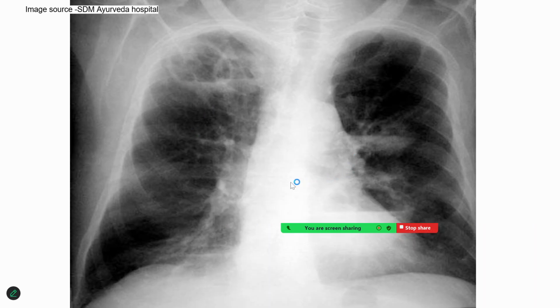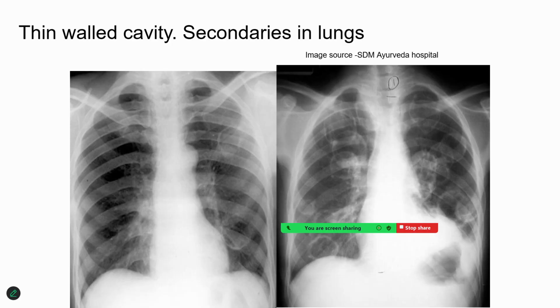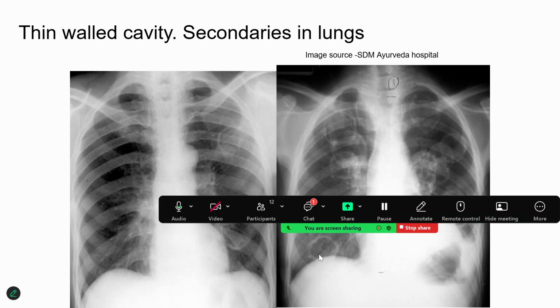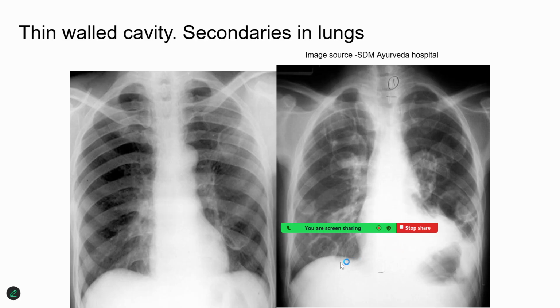Usually, multiple cavities are more frequently seen in tubercular disease than in other lesions. But of course, pulmonary secondaries may present with multiple cavities. Thin-walled cavities are characteristic of multiple secondaries. Now, these are two X-rays of the same patient taken at a gap of 3 months. The first X-ray had shown one single cavity. Within 3 months, this patient had multiple small thin-walled cavities.